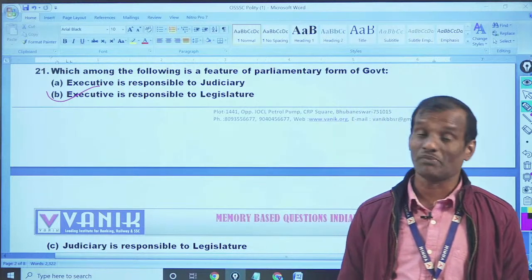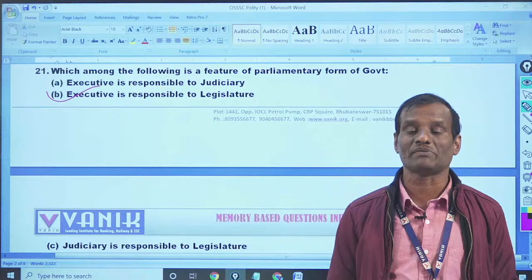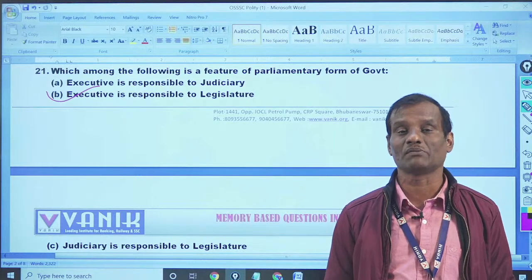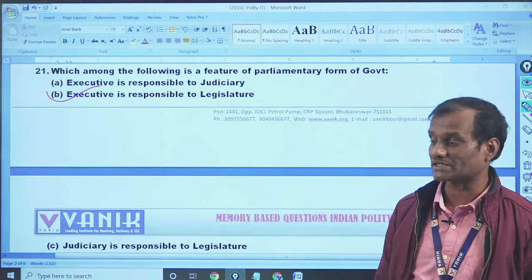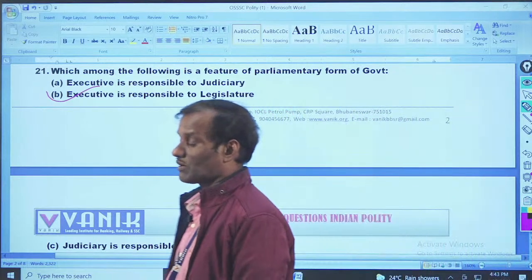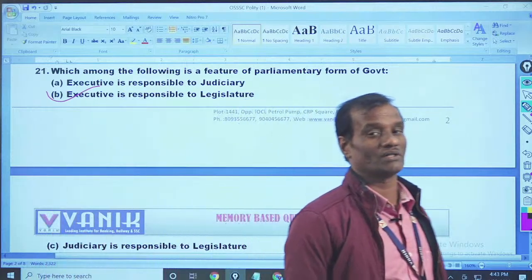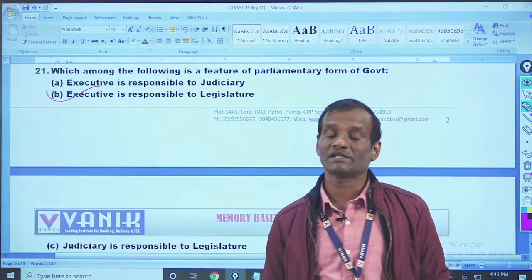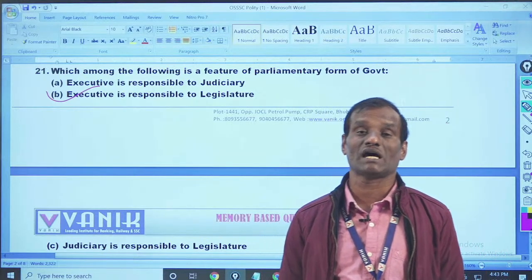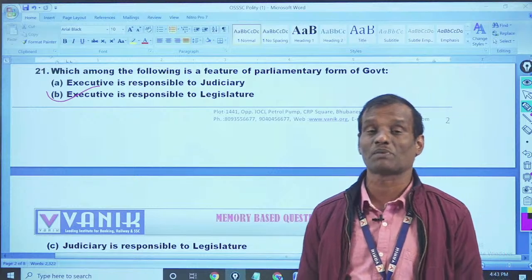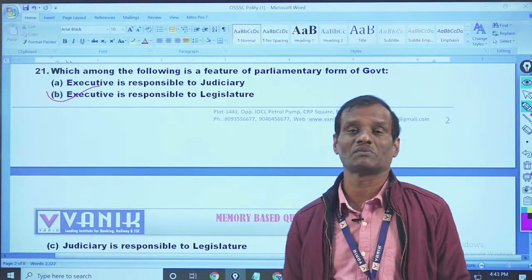And the members of the Council of Ministers, those who are called ministers, both cabinet and ministers of state, all of them are members of parliament. They can be ministers without being a member of parliament for a maximum period of 6 months. But within 6 months, it is a must that they secure a seat in either house of parliament. Hence, it is called executive responsibility.